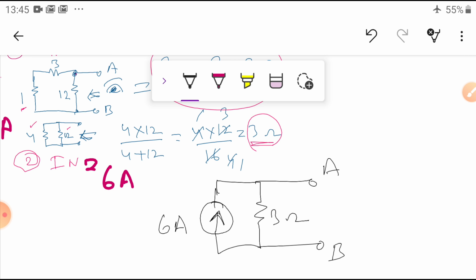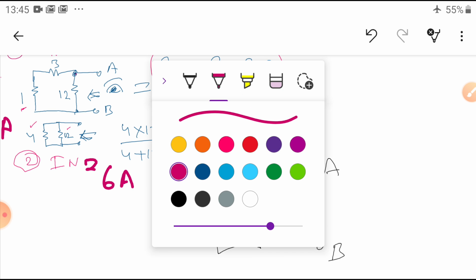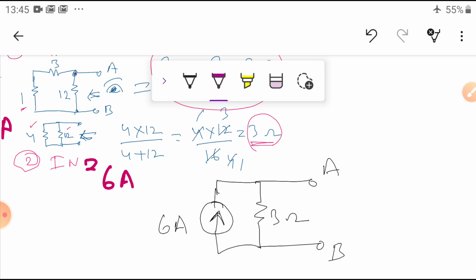What load is given? In the problem, how much is the load given? What value is given? A 15 ohms load is given. Here connected the 15 ohms load. Now I want to know what is the current in this one. So what is the current now?